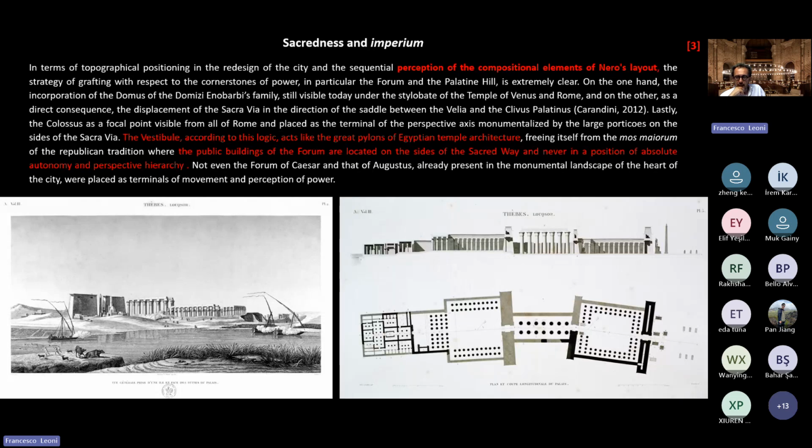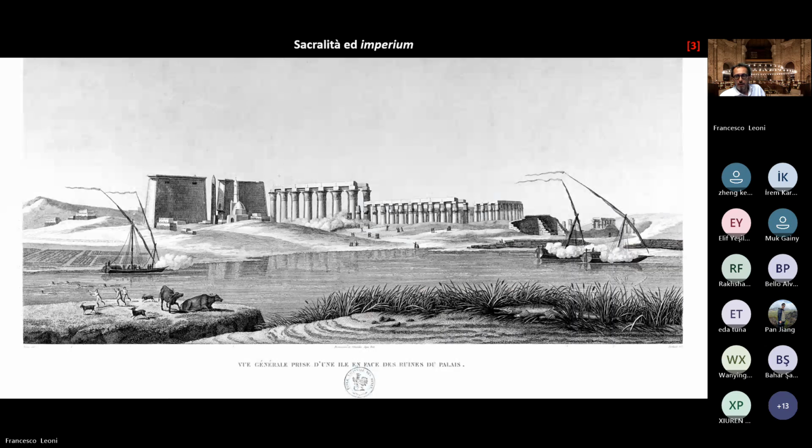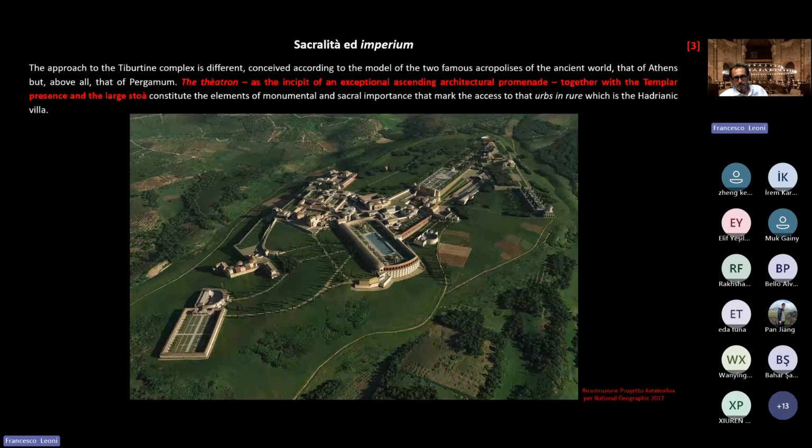Here you can see a couple of images of Philae Island, close to Aswan, and Thebes. Here you can see some incredible images from the Description de l'Egypte, a book designed by the architects and the archaeologists of Napoleon when they visited Egypt. And here you can see instead Villa Adriana.